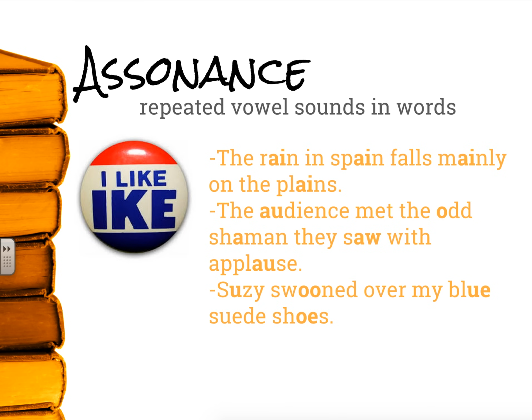Up next we have assonance. This is when you have repeated vowel sounds in words. Earlier when we were talking about alliteration, I told you this would come up. This is when we have those vowel sounds, but they could be repeated at the beginning, in the middle, or even at the end of the word.